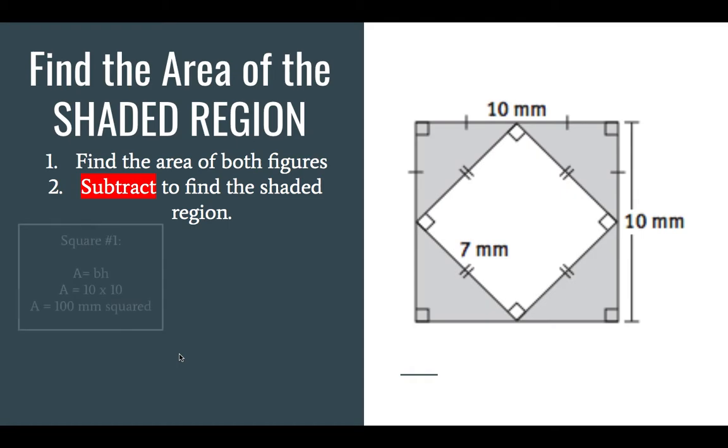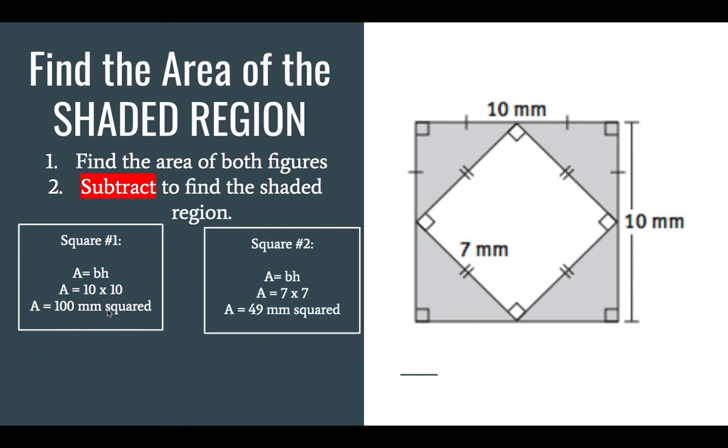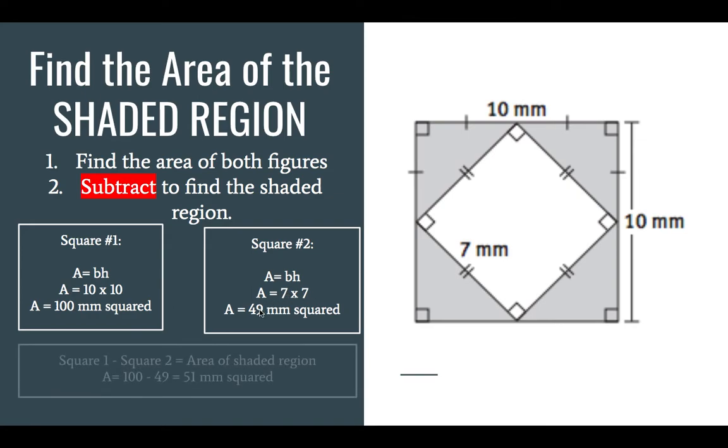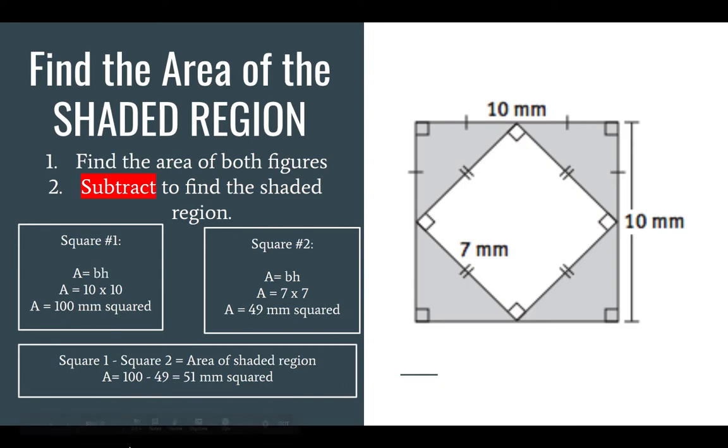Let's take a look here. Square number 1, base times height, is 10 times 10, which gives us 100 millimeters squared. The second square has a base and a height of 7, so we have 7 times 7, which is 49 millimeters squared. Finally, we're going to subtract square 2 from square 1, and that gives us the area of the shaded region. So we have 100 minus 49, which gives us 51 millimeters squared, and that's this information outside of those in the shaded region.